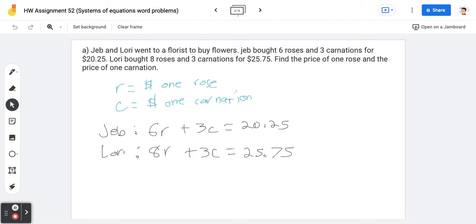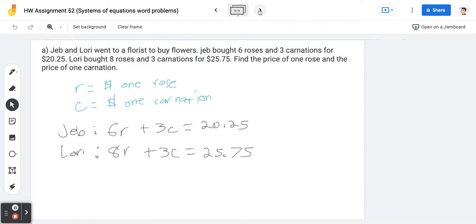Okay, I like to call this specific type of system, this is whenever you're dealing with 2 people or 2 companies or 2 different things. In this case, we're talking about 2 different people. So Jeb has an equation, Lori has an equation. And then you can solve this one using whatever strategy works best for you. I would advise elimination, but whatever works best for you. All right, so right here, we're just focusing on the creation of the system. So let's go see another one.